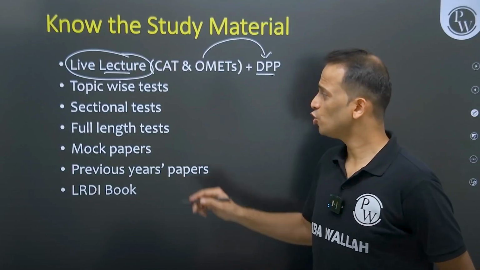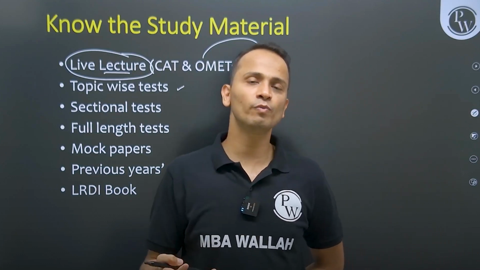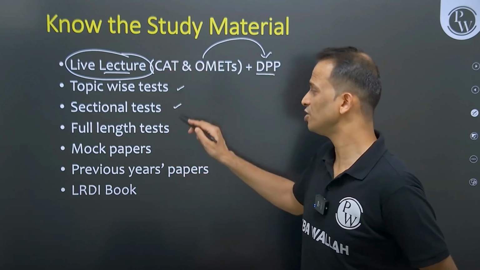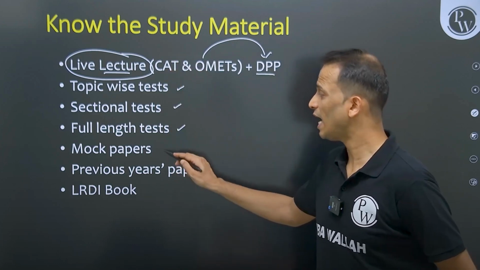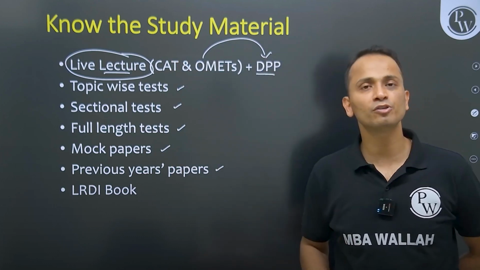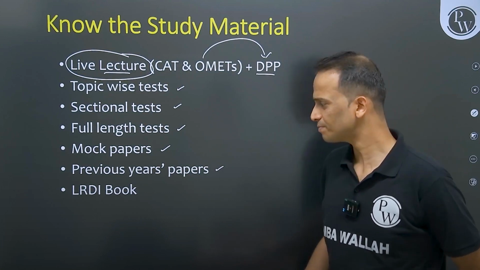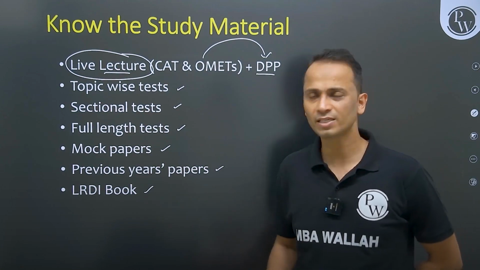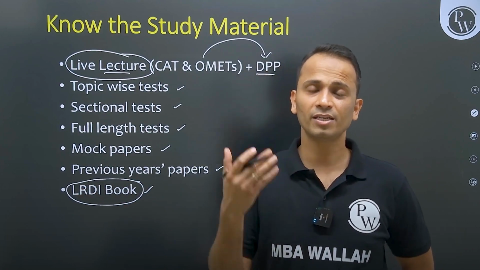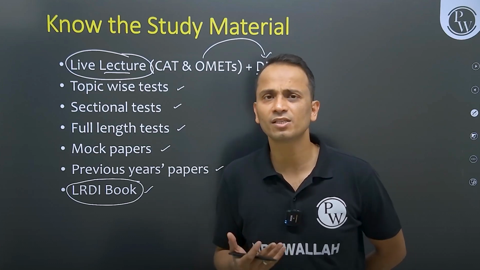Then after that, you will have topic wise test, right, on the weekends. So over the weekend you will have test, right? Then in your course you have sectional tests, you have full length test, you have the mock test series, you will be having an access to the previous year papers of CAT, and one very important thing, the latest addition is the LRDI book, right? Now the LRDI book or the books that we have published, right, they will be available to you in the next 15 to 20 days, and you can purchase them online.